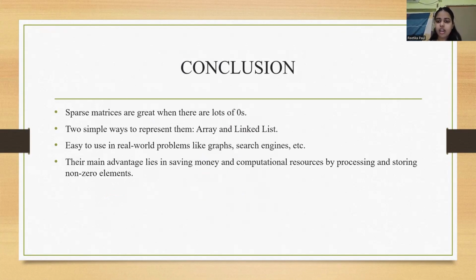Now, here the conclusion is sparse matrices are great when there are a lot of zeros. Two simple ways to represent them are array and linked list. Easy to use in real world problems like graphs where the data is constantly changing, search engines, etc. Their main advantage lies in saving memory and computational resources by processing only the non-zero elements, only the useful data, you can say.